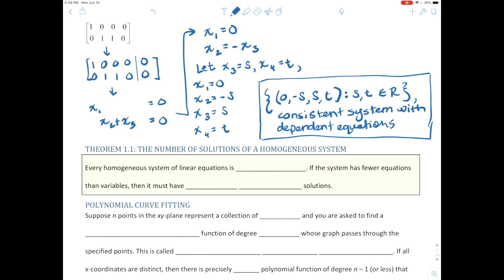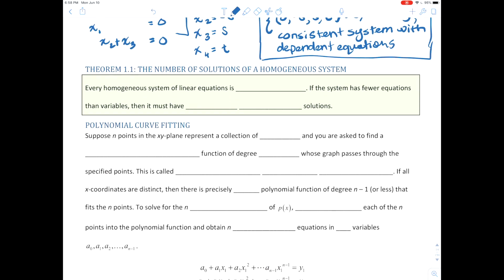Okay, so here we go, our very first theorem, all right? Theorem 1.1, the number of solutions of a homogeneous system. So every homogeneous system of linear equations is consistent, as we said before. If the system has fewer equations than variables, then it must have infinitely many solutions, all right?